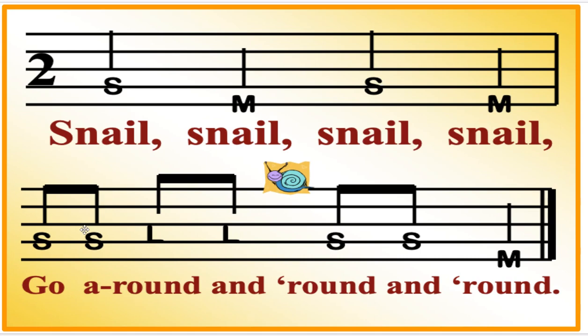Look at the next line we have. Ready? One, two, here we go. TT, TT, TT, ta. One more time. TT, TT, TT, ta. Very good. Okay. So now we have so, me, and then la.